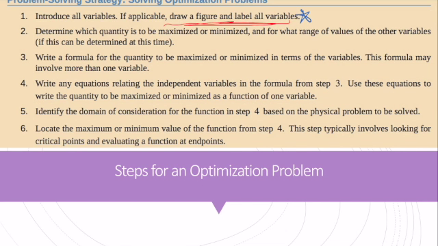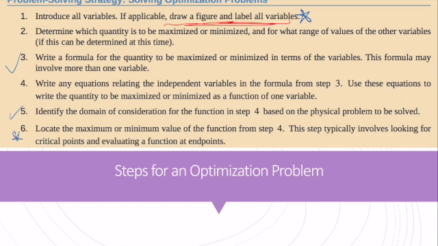Next, we need to write any equations relating our independent variables in the formula from step 3. We did that last time when we were working with area. We had the length of the wire variable and the area. Then I need to identify the domain, all possible x values that my function can take on, and locate our maximum or minimum values. It depends if we're maximizing or minimizing. This step looks at our critical points, which we find by evaluating the function at the endpoints.